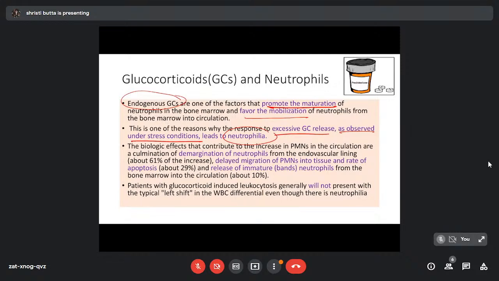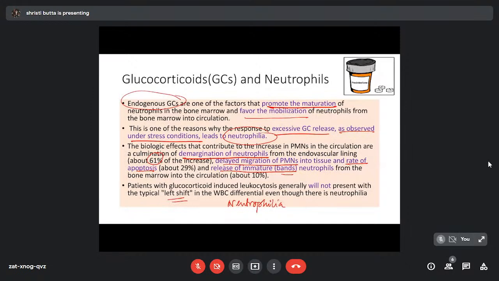demarcation, be delayed, into tissues, as well as the release of the immature forms, the band forms, of neutrophils. So patients on glucocorticoids, even though they have neutrophilia, do not have what is referred to as a left shift, generally.